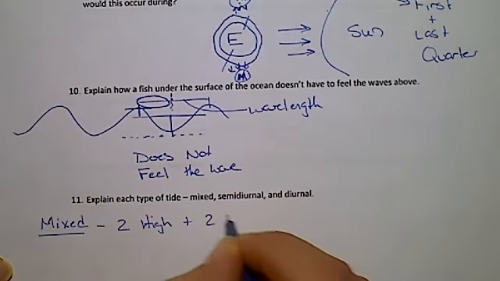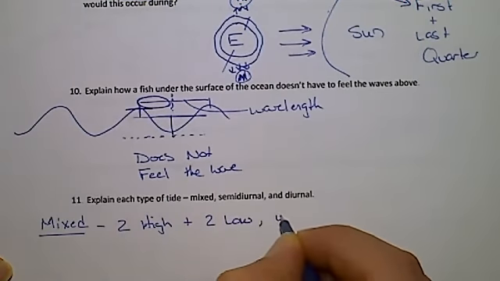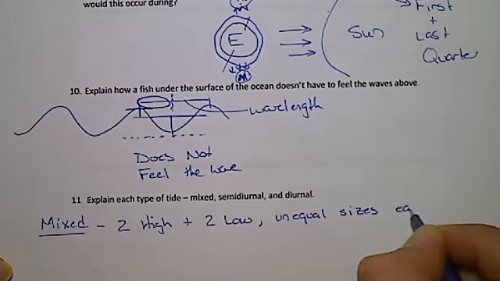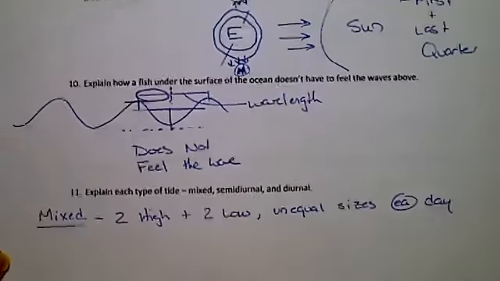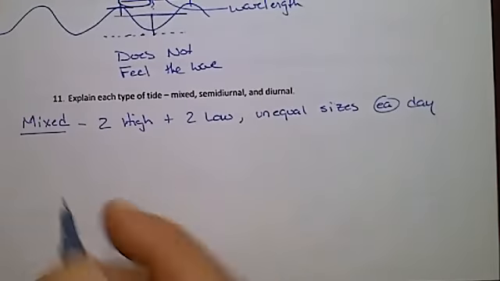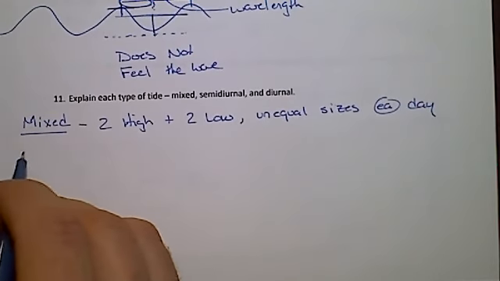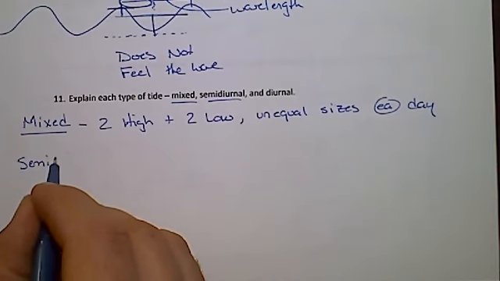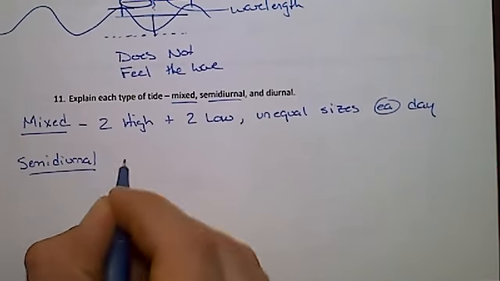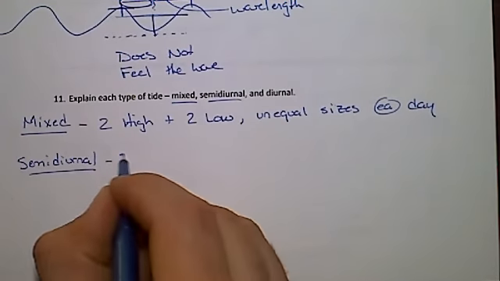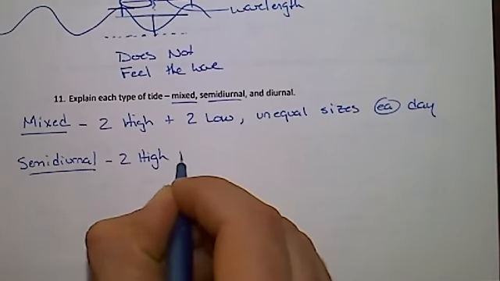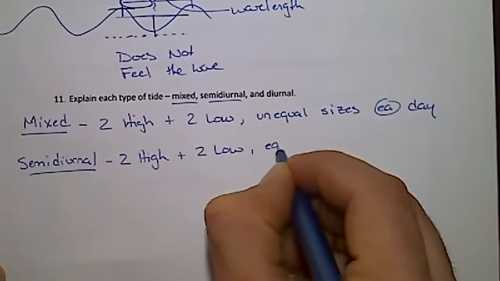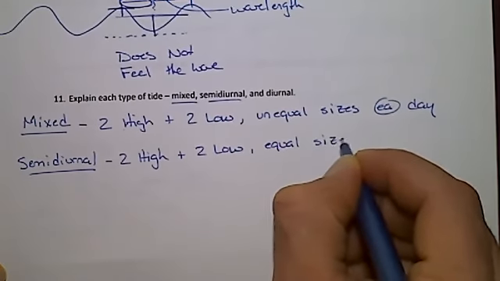2 high and 2 low, but they are unequal sizes each day. The diurnal, is that what's next? No, I'm sorry, it's the semi-diurnal. That is us. We have 2 high and 2 low of equal sizes each day. 2 high tides, 2 low tides of equal sizes each day.